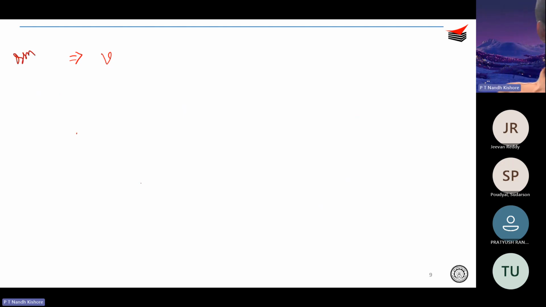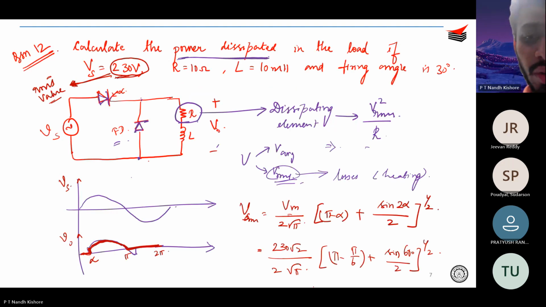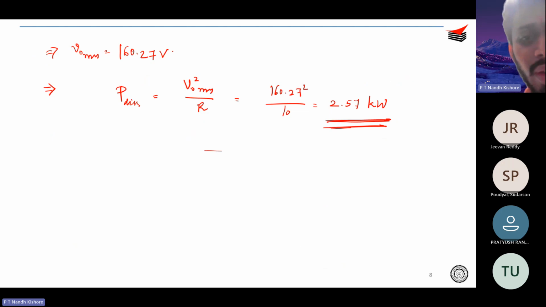So next we will go to question 13. So is this fine? You just found out the V RMS value and then V RMS square over R. It's going to be this much.